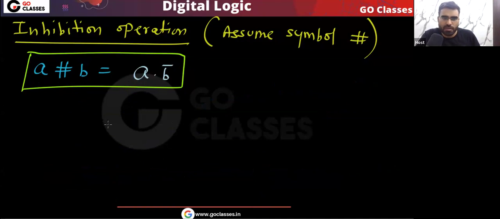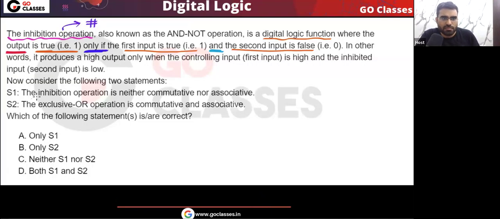Now the question is saying, in other words, the same thing is written here: the output will be 1 when the first input is high and the second input is low. The same thing is given. Now the question says consider two statements. The first statement is: the inhibition operation is neither commutative nor associative.